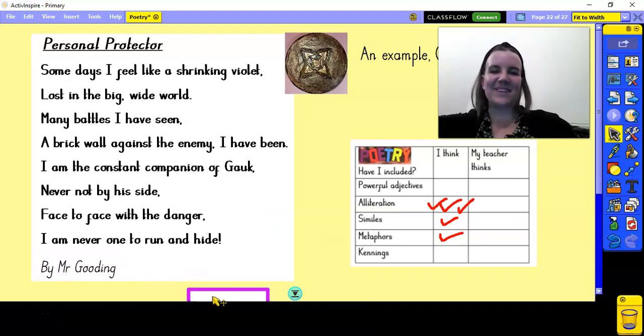Do you want to know who the author is? Our very own Mr. Gooding, one of the Year 6 teachers, has written his very own poem from the point of view of a shield. So hopefully that gives you a little bit of inspiration as well.